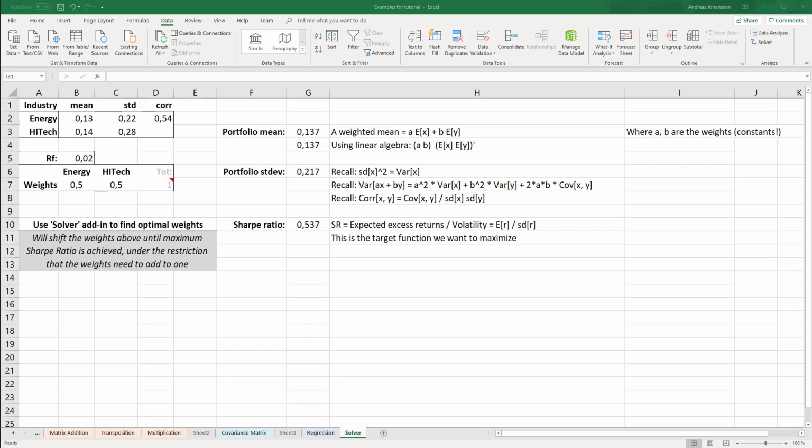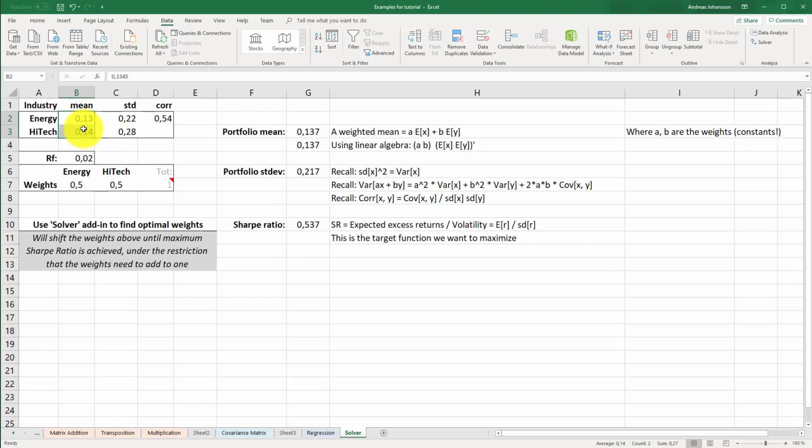Okay, the final part we need is optimization. So the whole idea now is that we have access to two sectors, energy and high tech. And now we want to decide how much of our wealth we should put into energy and high tech to maximize the Sharpe ratio.